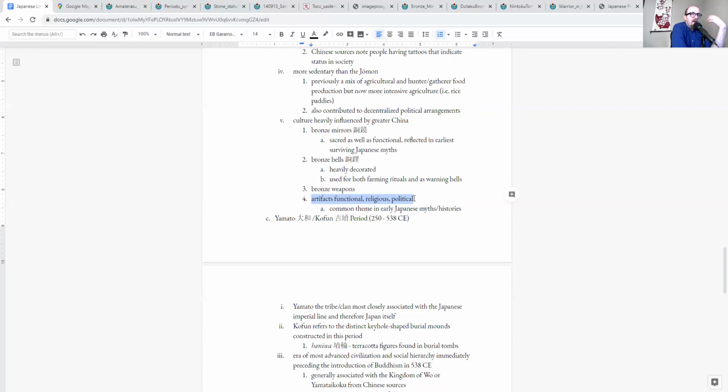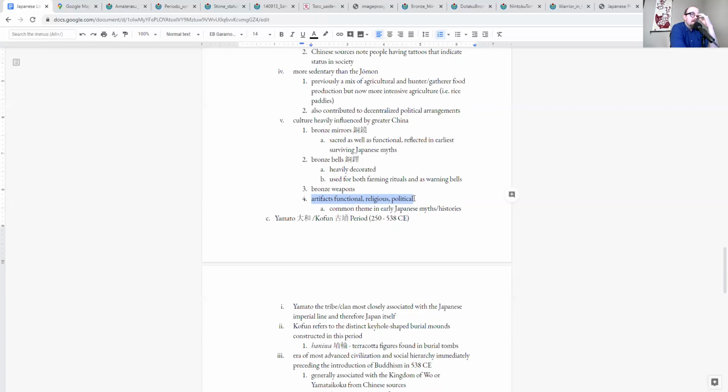So the items that are used for these religious functions are not special religious items. They are things that you would have in your day-to-day lives. And this is true of the bells as well. In fact, the bells are a really good example of this.